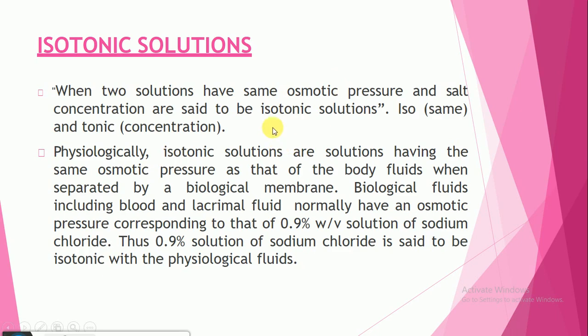Physiologically, in chemistry and pharmaceutical chemistry, isotonic solutions are solutions having the same osmotic pressure as that of the body fluid when separated by the biological membrane. The biological fluids, including blood and lacrimal fluid, normally have an osmotic pressure corresponding to that of a 0.9% weight by volume solution of sodium chloride. Thus a 0.9% solution of sodium chloride is said to be isotonic with the physiological fluids.